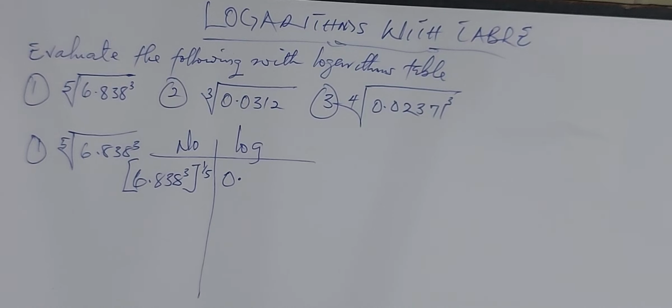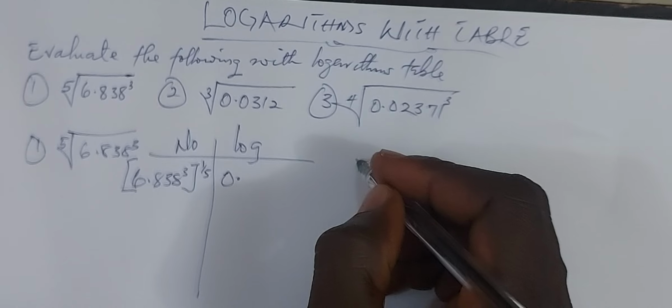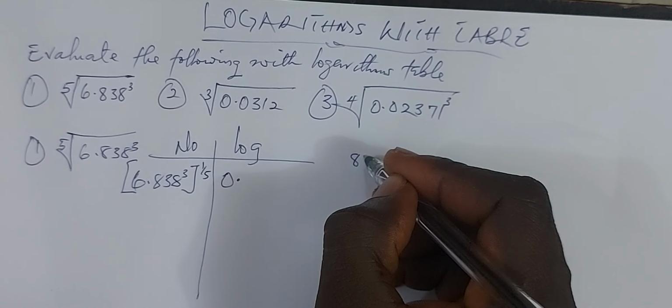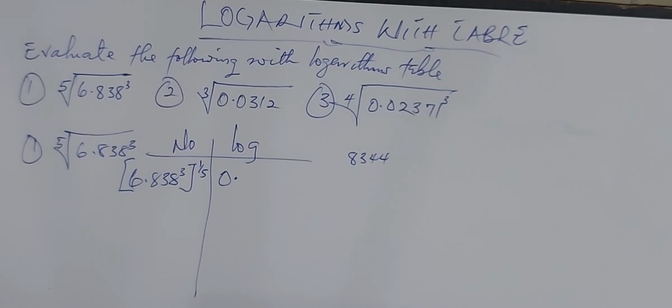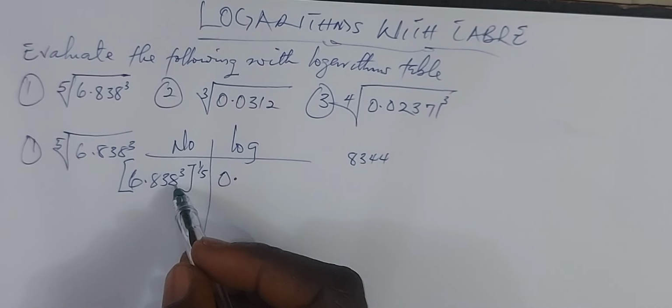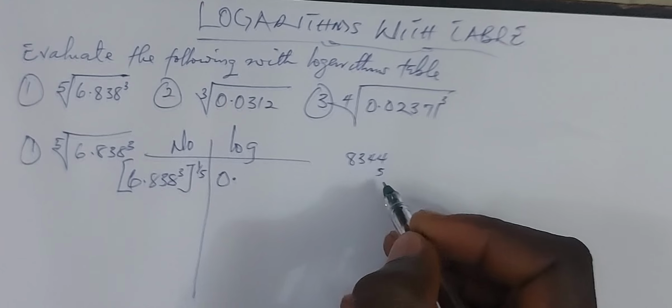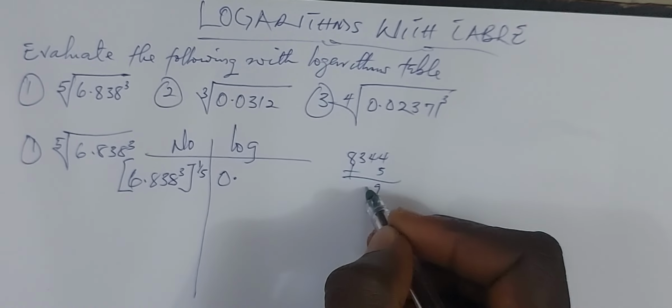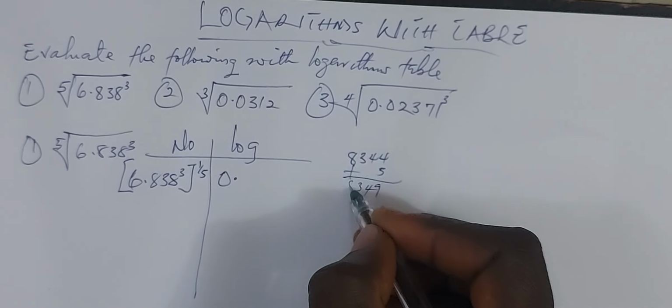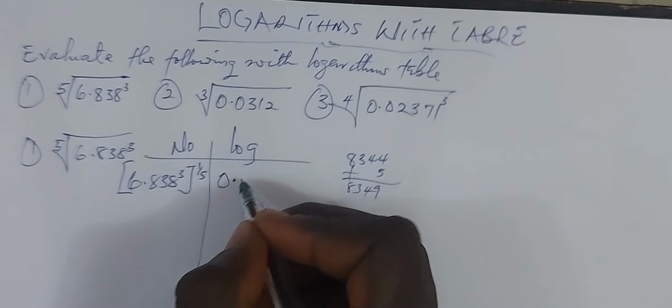So 68 under 3 is 8344. The difference 8 is 5. That's what we have. We'll add it, as we learned in the previous video. We have 9, 4, 3, 8. You write this straight away.